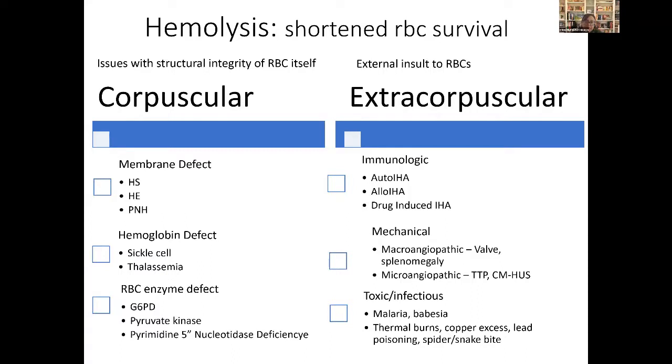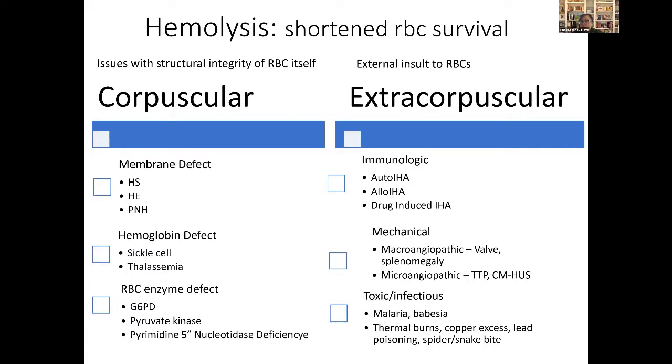And then finally, the red cell enzyme defects such as G6PD deficiency, pyruvate kinase deficiency, and pyrimidine 5' nucleotidase deficiency are the congenital enzyme defects that can cause hemolytic anemia. Then the extracorpuscular defects leading to hemolytic anemia generally deal with external insult to the red cells. And again, in the majority of cases, they are acquired. They can be classified into immune and non-immune mechanisms. That's really the main classification.